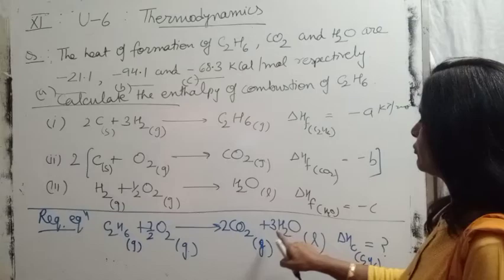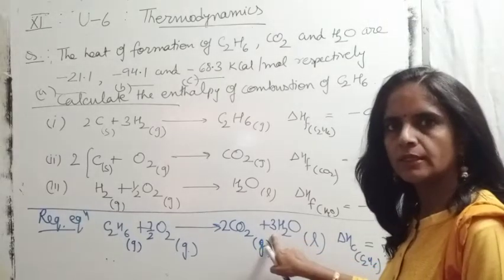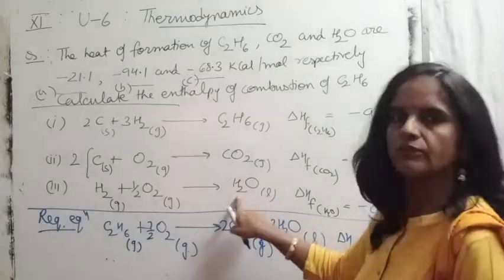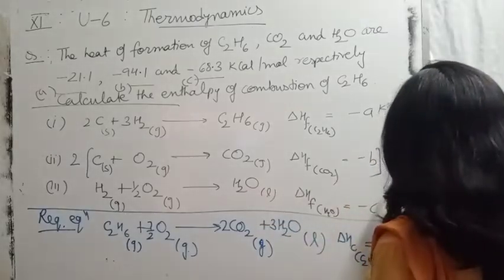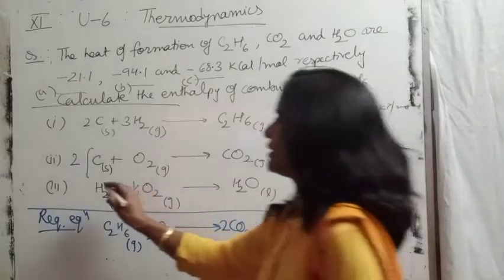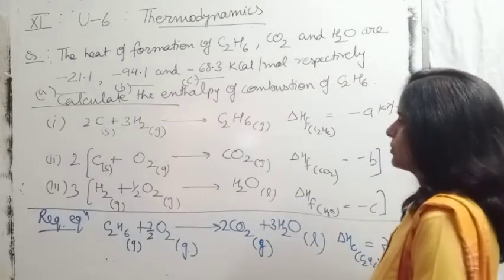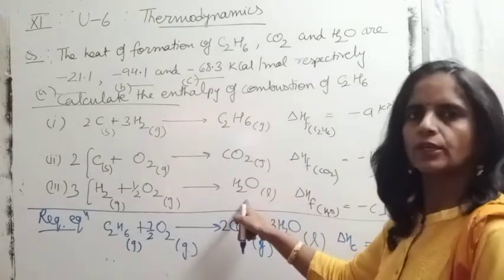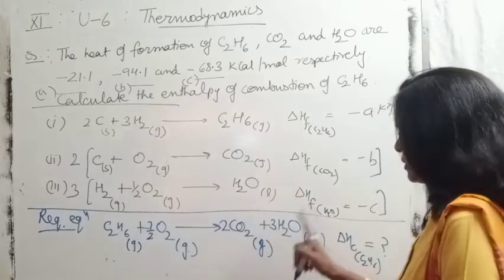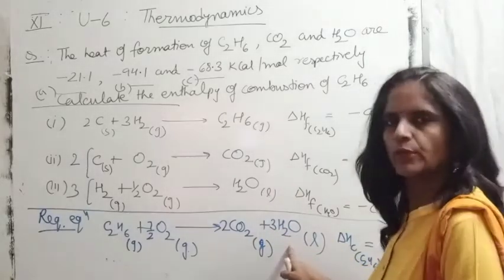Now how many moles of water do we need? We need 3 moles of water. But in this equation you have only 1 mole of water. So multiply this equation by 3 to get the required number of moles of water. So in both cases CO2 and water are towards the product side. We also need CO2 and water towards the product side.